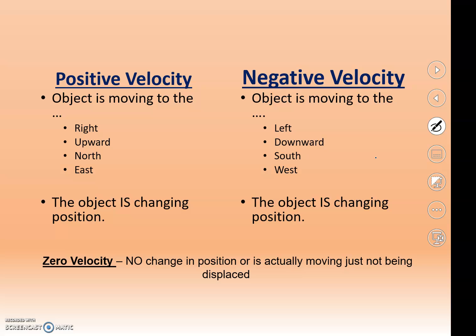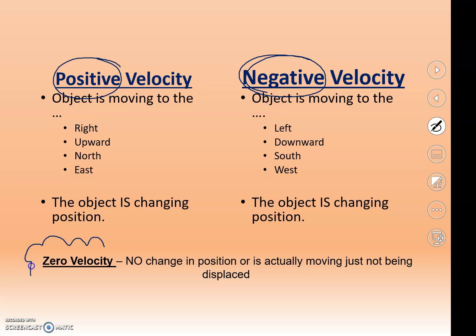All right, positive velocity. So positive and negative directions, good news. They're going to be consistent with displacement. So if we're talking about positive, we're talking about, okay, we've moved to the right, we've moved up, north, east, some sort of positive direction, and that the object is changing position. If we're talking about having a negative velocity, that means that the object's moving some sort of negative direction, left, down, south, west. But again, the object is changing position.